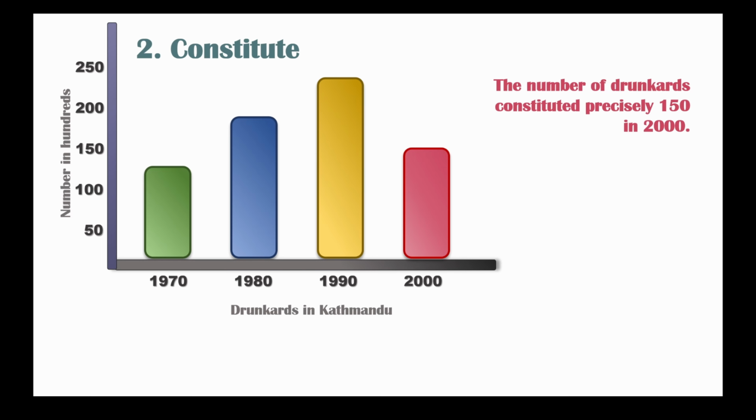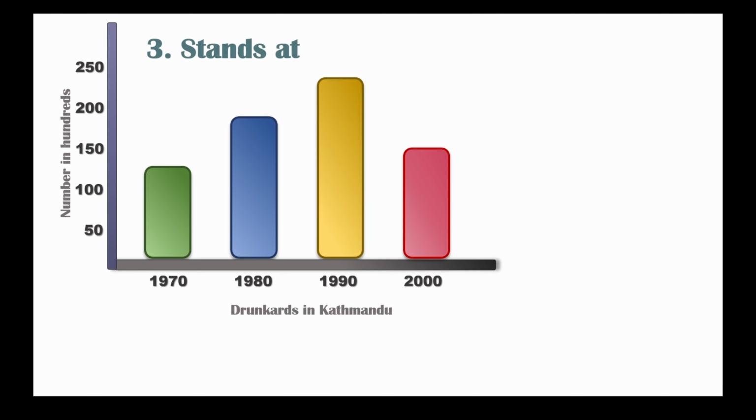We learned two verbs. Let's talk about another verb, stands at. The past form is stood at. The number of drunkards stood at just below 150 in 1970. Instead of writing comprised or constituted, you can write stood at.